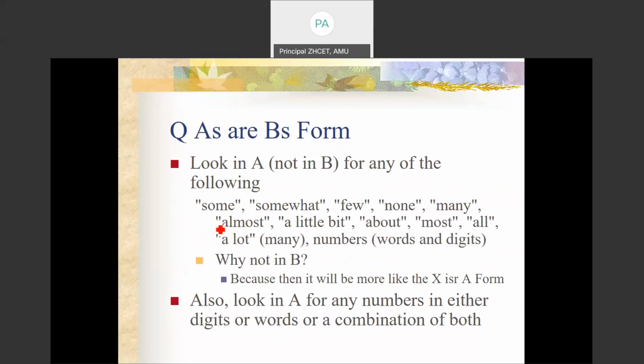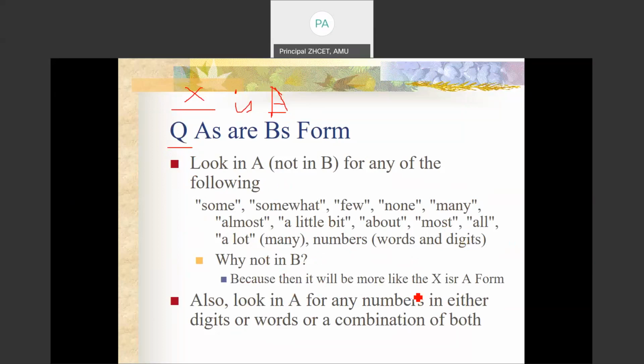Q A's are B's form. It is again a variation of X is A. So this is basically X and this is basically A. Look in A, not in B, for any of the following quantity words: some, somewhat, few, none, many, almost, a little bit, about, most, all, a lot, numbers. Why am I not looking in B?